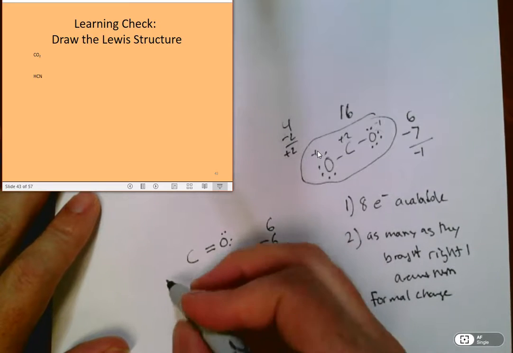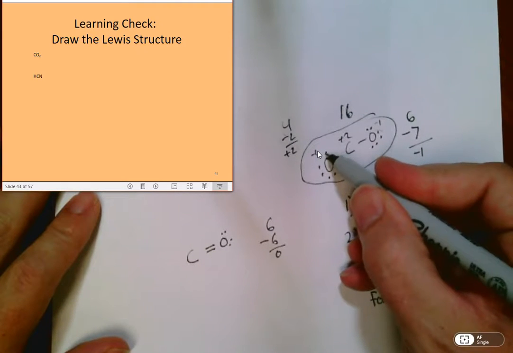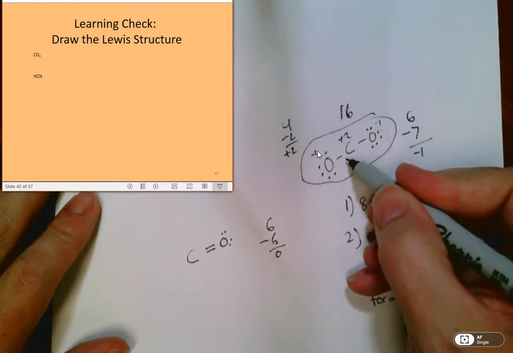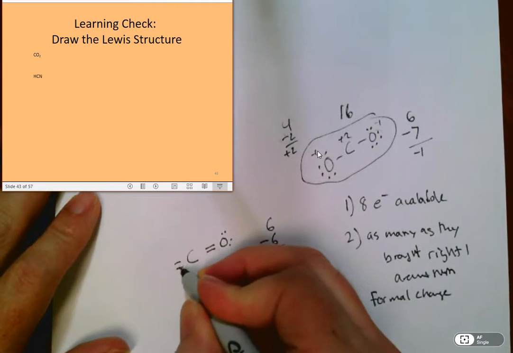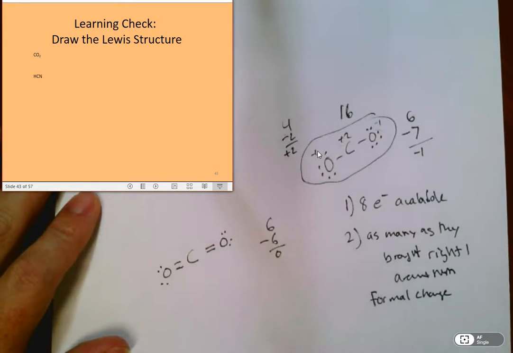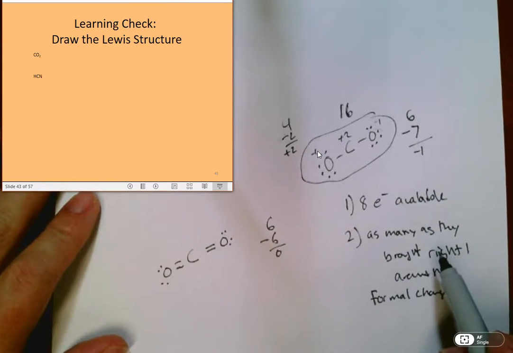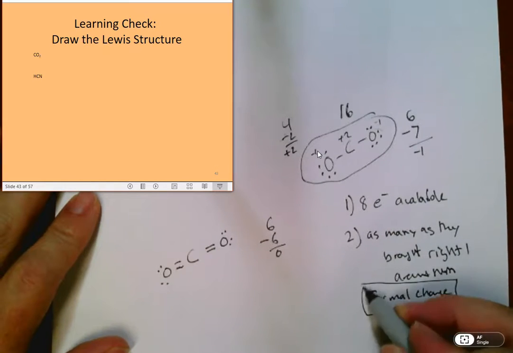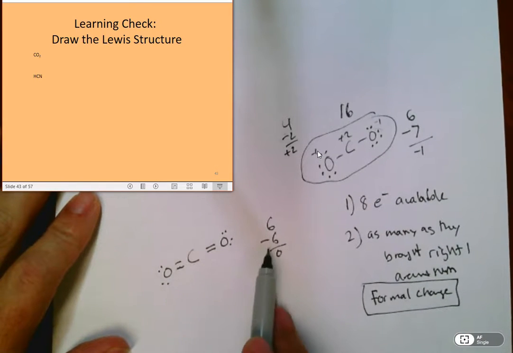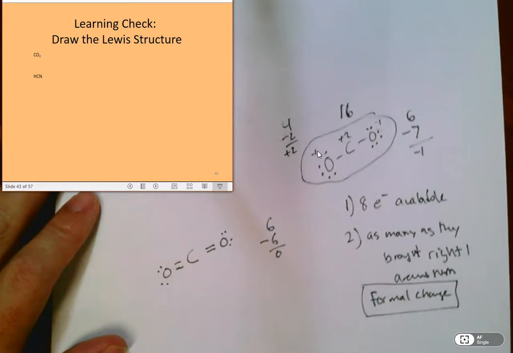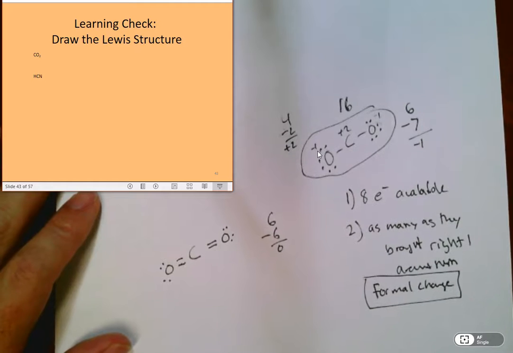So we can do the same thing with these two electrons here on oxygen, bring them down to a double bond here, and that gives us this structure, where again, this oxygen brought 6, has 1, 2, 3, 4, 5, 6 electrons right around it. And again, the number of electrons that it brought minus the electrons it has right around it equals the formal charge. Molecules with no formal charge are stable molecules.